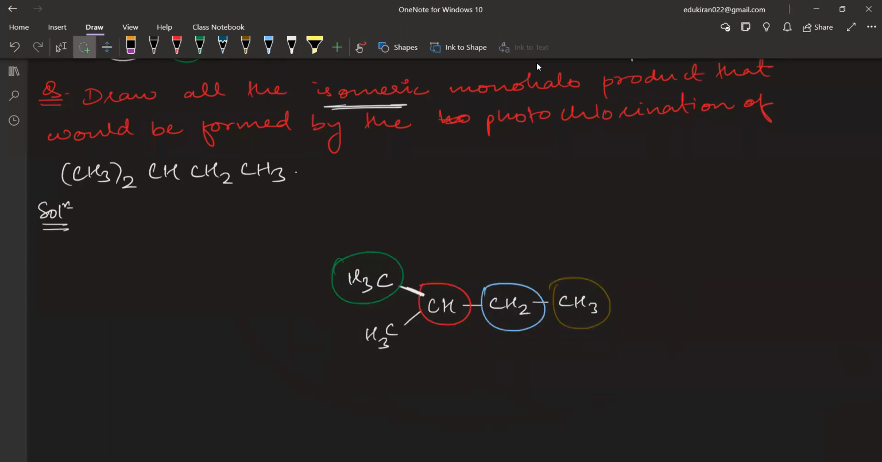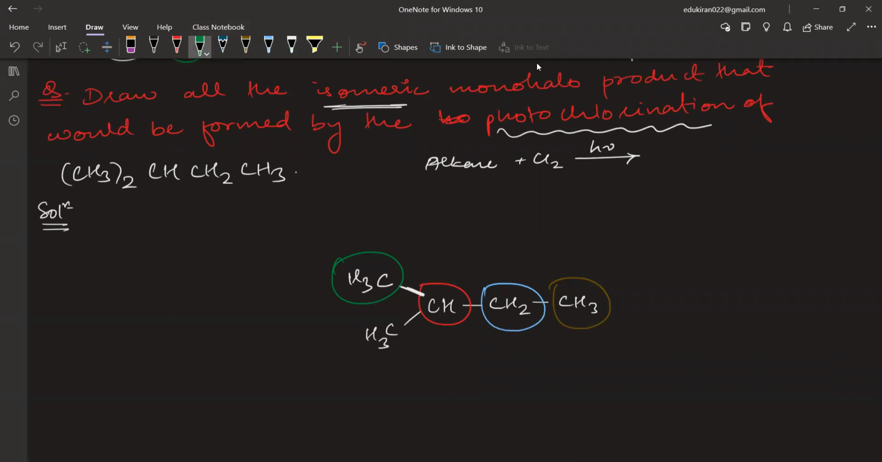Okay. Now what we have to do is write the isomeric monohalo products that will be formed by photochlorination. Photochlorination, that means what is in the reagent? You have alkane and you have Cl2. Photochlorination means you are putting light in the presence of chlorine. So you will be getting chloroalkanes.